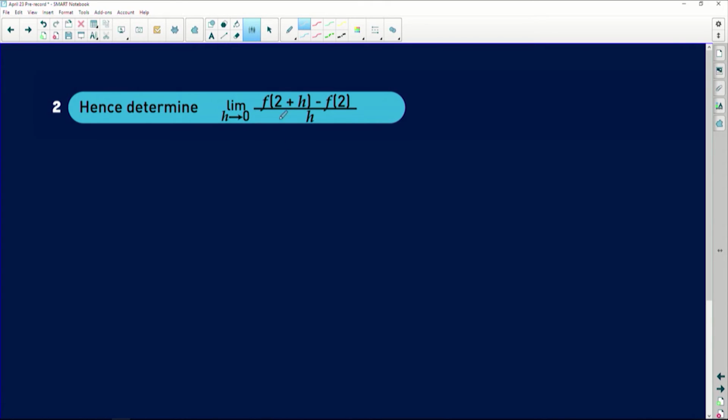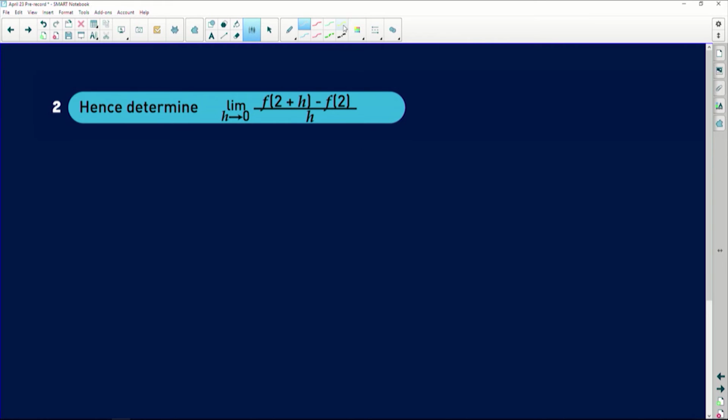So guys, like I said over here, the next part of this question is going to be when we take the limit as h tends to 0. Let's have a look at that part over there. So it says here, hence, determine the limit as h tends to 0 of f of 2 plus h minus f of 2 over h.